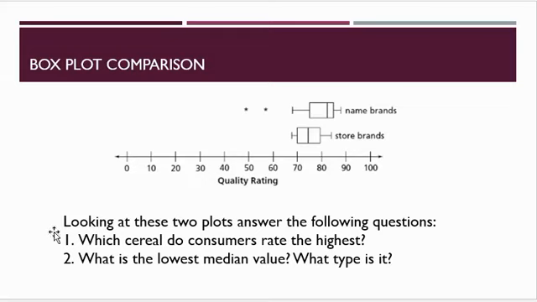Box plot comparison. Looking at these two plots, answer the following questions. 1. Which cereal do consumers rate the highest? So look at your box plot and think, which cereal do my consumers rate the highest? Highest is over here, lowest is over here. So which one is the highest? You should say the brand name. Your higher value is over here.